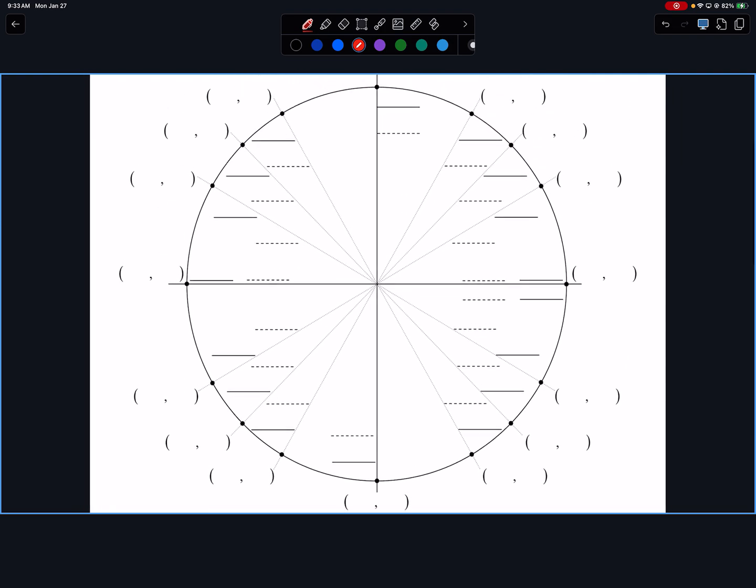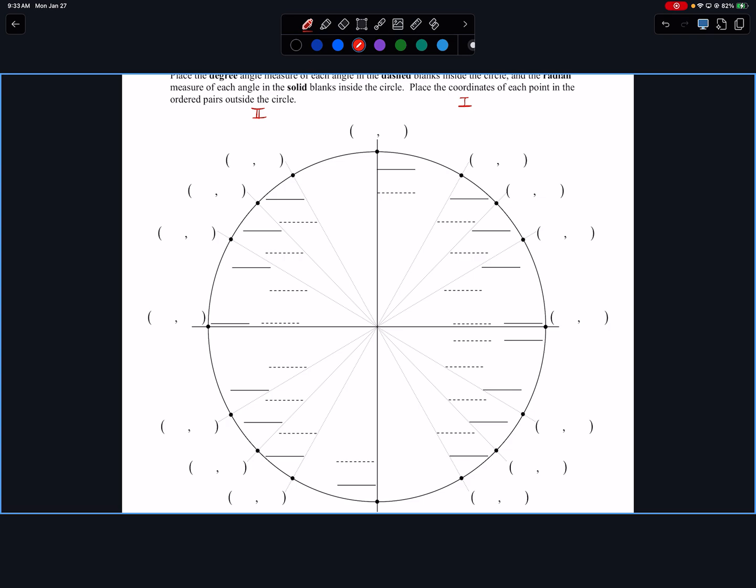Okay, so what I want us to do right now is we're going to talk about what all the degrees would be. So we're going to put all the degrees in these dashed marks. Okay, so do you guys agree that standard position we talked about, you always start on the positive x-axis? So if I start right here and I haven't moved at all, that would be 0 degrees. But if I go all the way around, how many degrees would that be? 360.